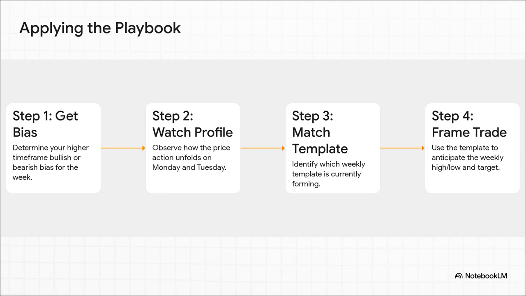Step 2, just observe. Watch how the weekly profile is developing on Monday and Tuesday. What is price telling you? Step 3, play matchmaker. Match the price action you're seeing to one of the templates we just talked about. And finally, step 4, frame your trade. Use that template to anticipate where the high or low of the week is likely to form and set your target accordingly.